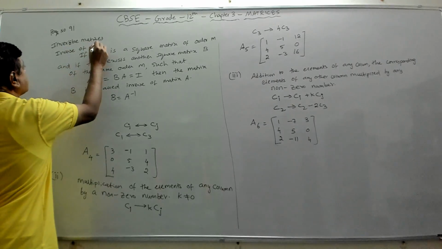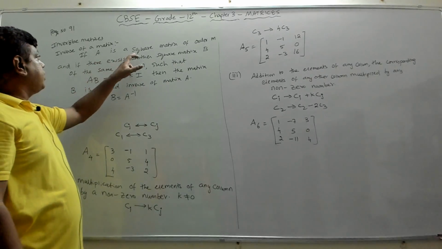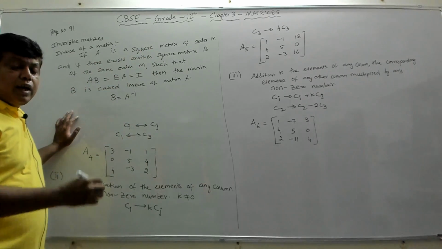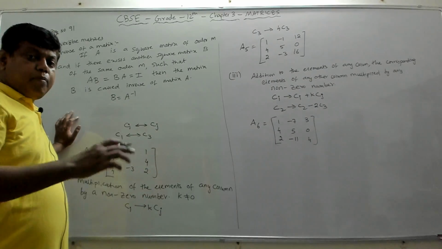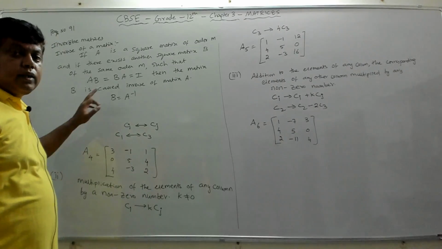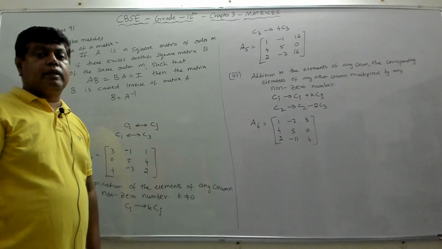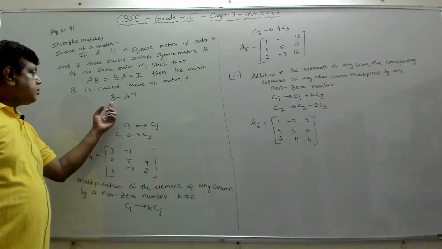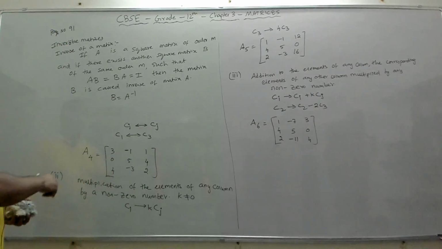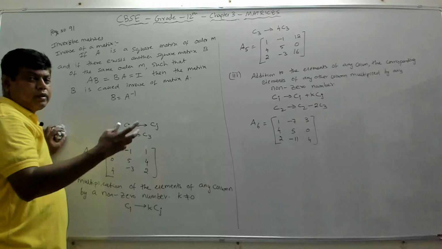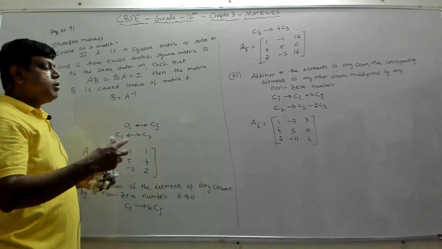Inverse of a matrix A: if A is a square matrix of order m, and if there exists another square matrix B of the same order m, such that AB equals BA equals I, where I is the identity matrix, then the matrix B is called the inverse of A, and we denote it as B equal to A inverse. In this case we call the matrix A an invertible matrix, which means any matrix which has an inverse is called an invertible matrix.